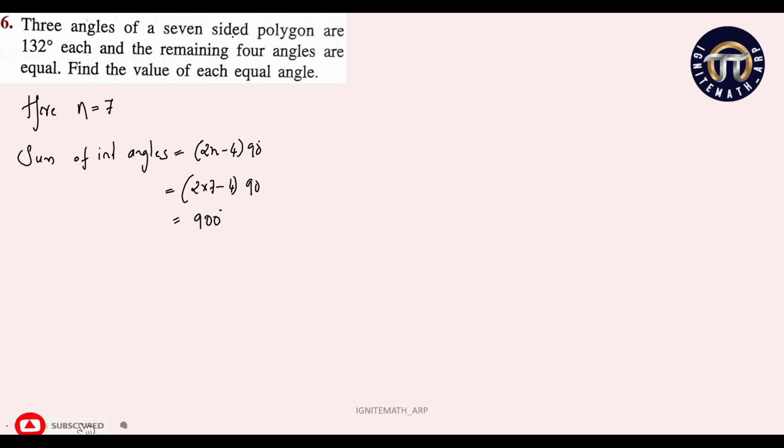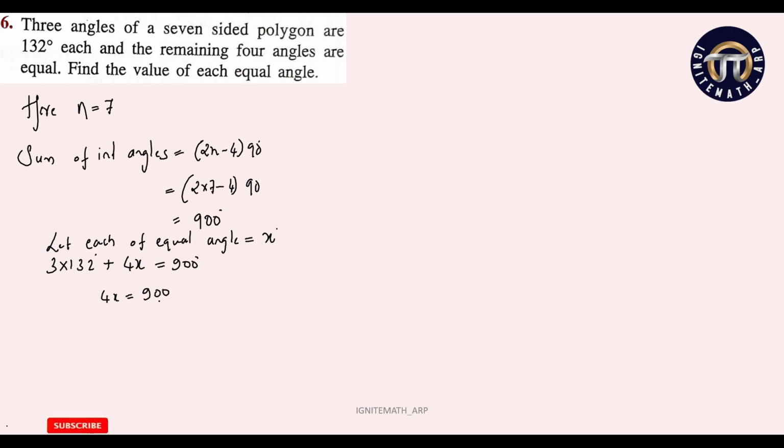Okay. Then 7-sided polygon. 3 angles are 132 each. If out of 7 angles, 3 angles are 132, remaining angles are 4. Clear? And they are telling that 4 angles are equal to each other. I will take each of the equal angles as x degree. So I can write it as 4x is equal to 900. Here I will write, let each of the equal angles be x degree. So now here I am left with 4x is equal to 900.